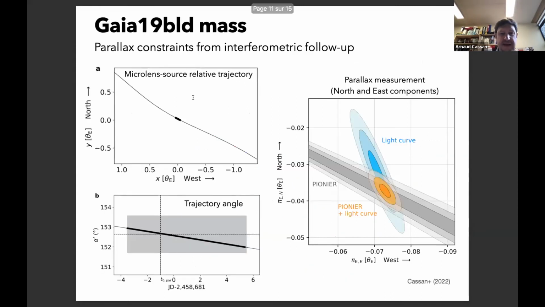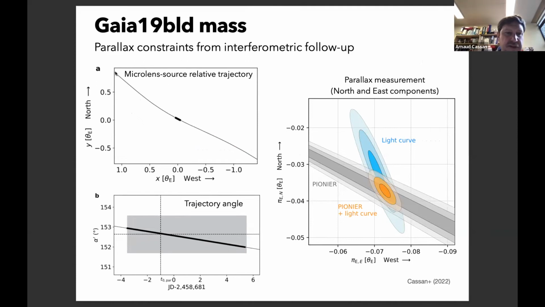Voilà. So actually there are two points of view. What we have done with PIONIER is something new, and another thing which is new is that this event has also been observed with Spitzer from space, and you see that everything is very, very consistent.